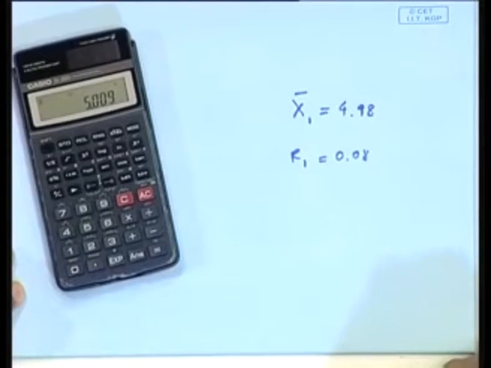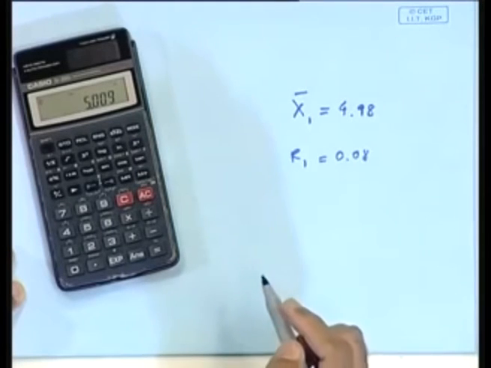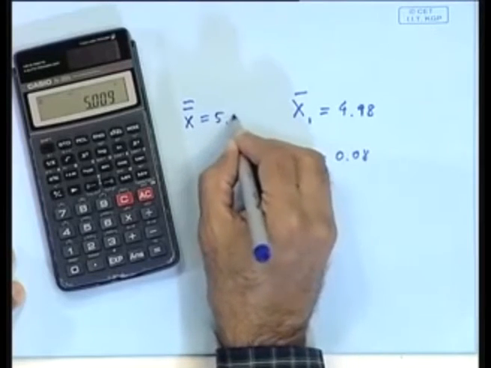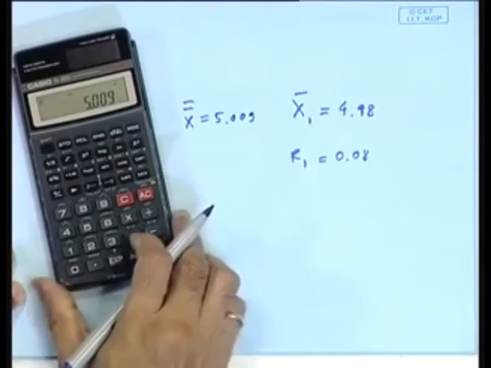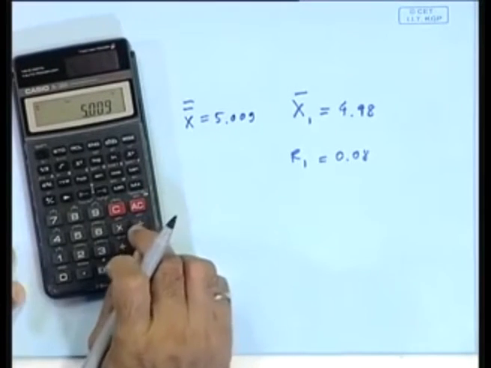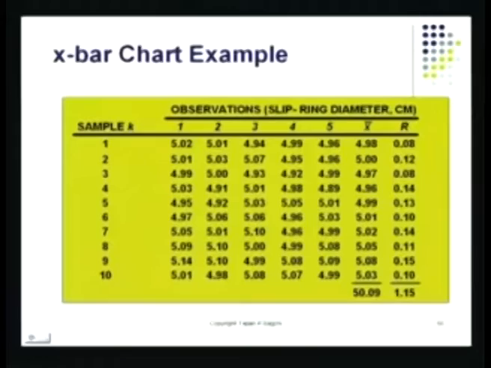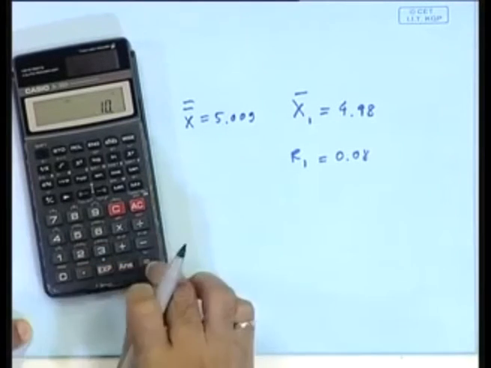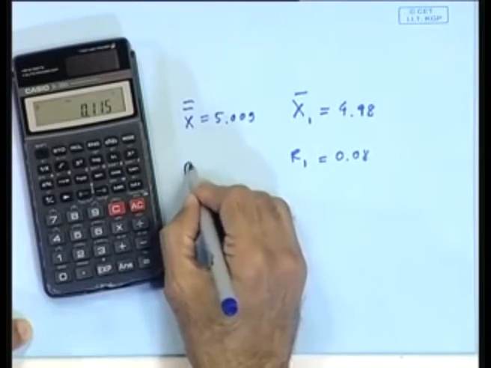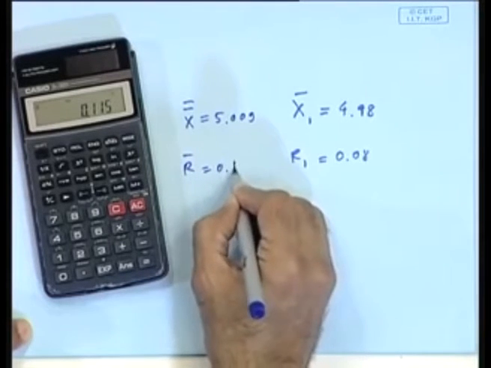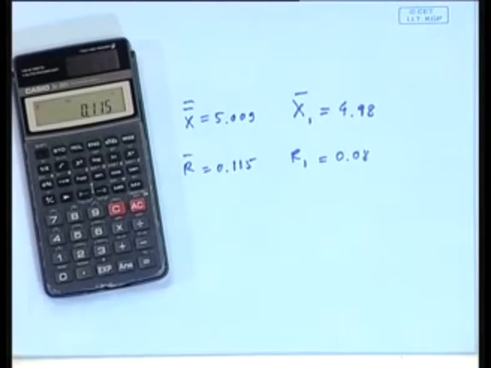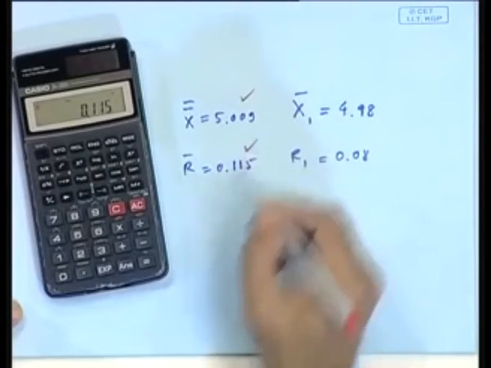And that turns out to be 5.009. So, my X double bar is going to be 5.009. What about R bar? How do I find R bar? All I do is look at the sum of R's, and that's 1.15. So, I put in 1.15, I divide that by 10. So, my R bar value turns out to be 0.115. I have these two key quantities that I'll be using to construct my UCL and LCL.